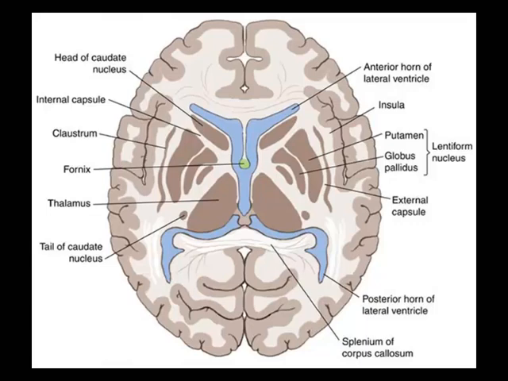The basal nuclei, or ganglia, are areas of gray matter located deep within the cerebrum. They function together to coordinate muscle action and movement, such as swinging arms while walking. The basal nuclei include the following.